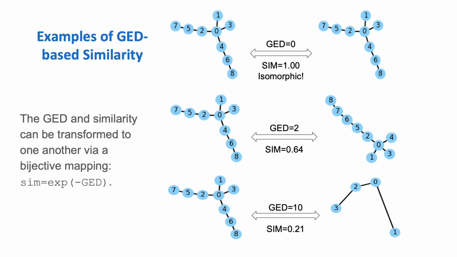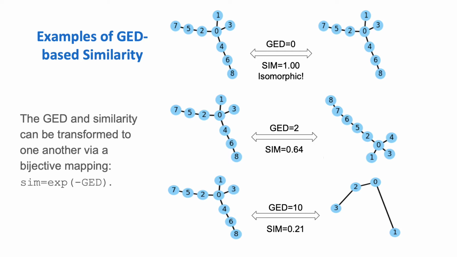Here are a few more examples of graph edit distance. On the top, actually the graph edit distance is 0 because these two graphs are essentially the same. Where in the middle, is the example that we just talked about where the graph edit distance is 2. In the bottom, actually the two graphs are very different. Their graph edit distance is 10.